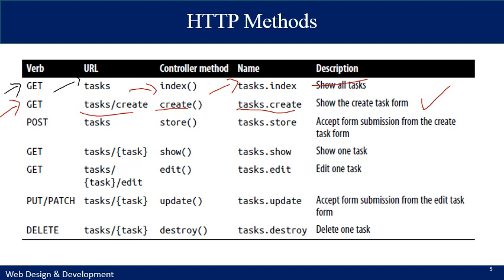Similarly, if you want to save something on the server, you will require a post method as done in example 3, and it is accessed using the same URL called task, and you can use the store method of your controller, and it will accept the form submission and it will create a new task instance in your database.